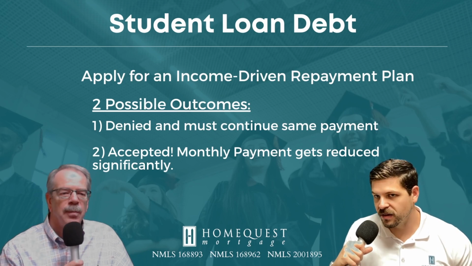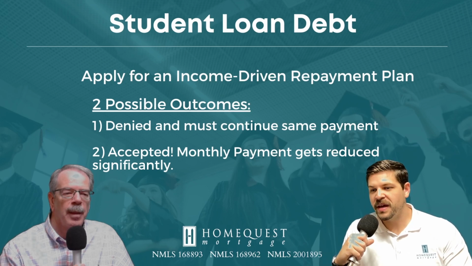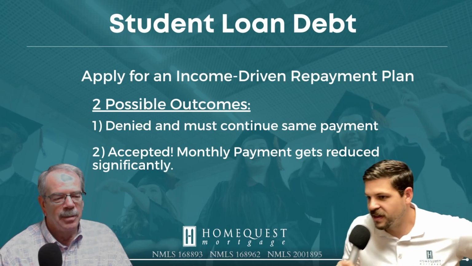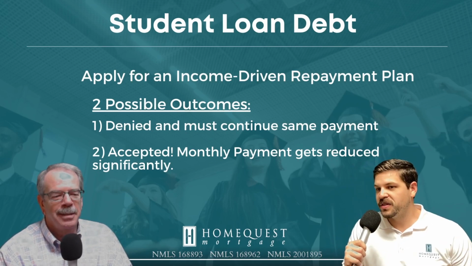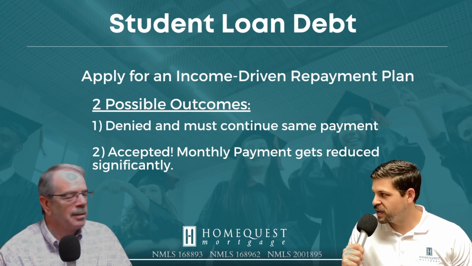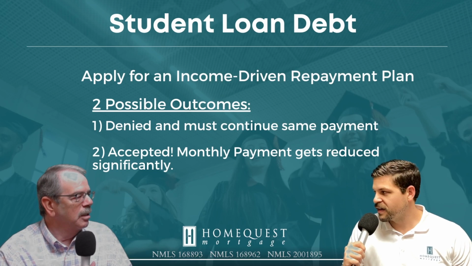Number two, your request to have an income-driven repayment plan can be accepted, and your monthly payment can get reduced significantly. So we've seen a lot of people that have good income be told, hey, you only need to make a $20 a month payment or $15 a month payment. I've seen $0. I've been very surprised. Yeah, the government's very liberal.